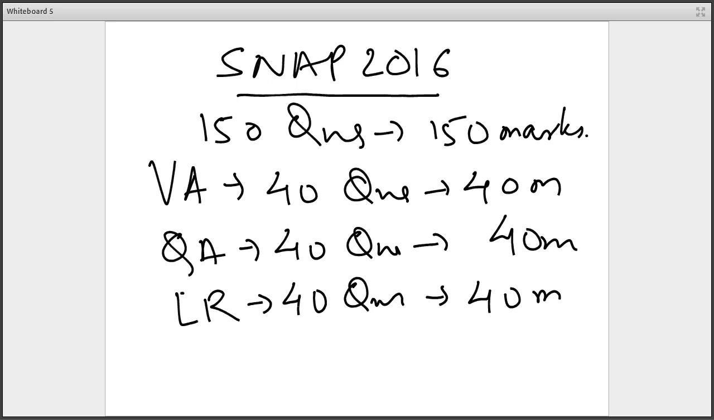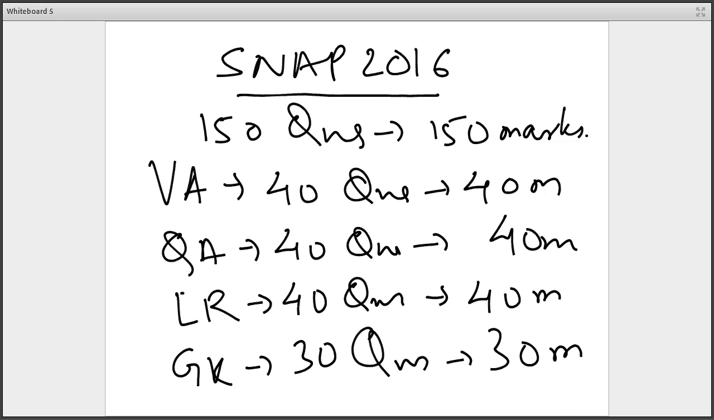and traditionally LR has been the toughest section in SNAP, so a reduction in difficulty level of LR should help those students who are not that strong in LR. So this will give you an equal opportunity to do well in LR. And then last comes the GK, which is going to have 30 questions for 30 marks.